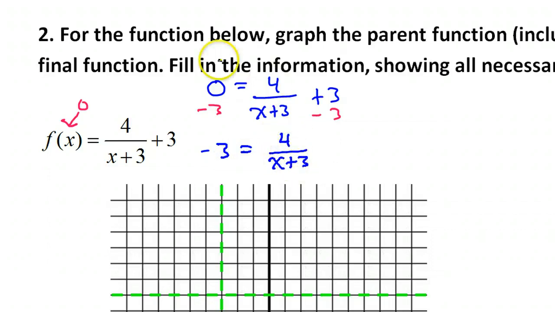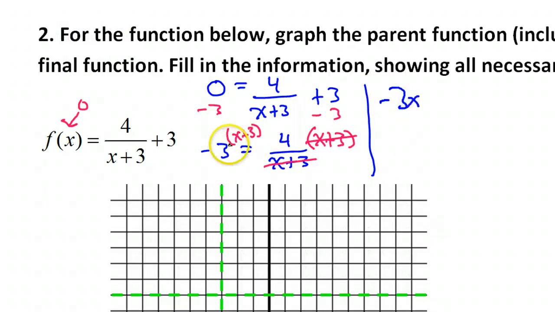What will I do now, you say? Well, that's a good question, I say. Let's multiply both sides by x plus 3. These are going to cancel out. Over in this area, I think we should do the distributive property. Negative 3 times x, so I've got negative 3x. And negative 3 times positive 3 is negative 9. These cancel out, so over here I just have 4.